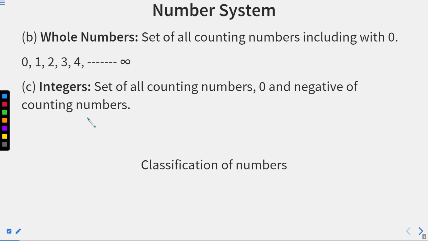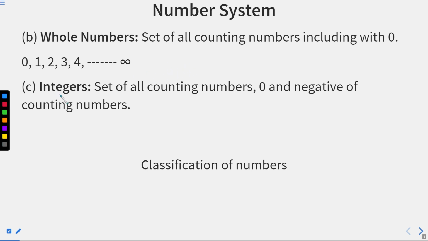Next, what we have is whole numbers. The set of all counting numbers including 0. So that is whole numbers. That means whole numbers are nothing but 0 included with natural numbers. So whole numbers are 0, 1, 2, 3, 4 and till infinity.